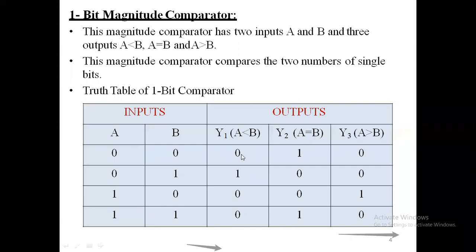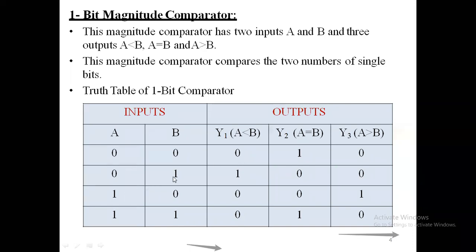And here y1, y2, y3, that is A is less than B, A equal to B, and A is greater than B. So here 0, 0. 0 is less than 0. Condition is false. Why? Because 0 is not less than 0. And for less than or equal to, the condition is true. If the condition is true, we have to place 1 here. If the condition is false, we have to place 0 here.